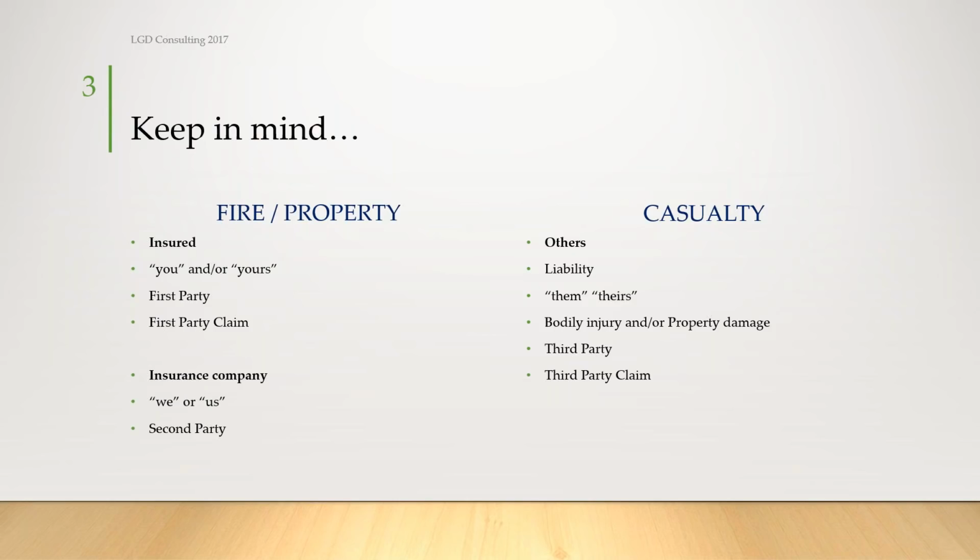So if the insured is the first party to a contract and the insurance company is the second party to a contract, anyone other than those two would be a third party. And so a liability claim or liability loss is a third party claim. Now, there could be multiple third parties, but there's no such thing as a fourth party, fifth party, or sixth party. Anyone other than the insured, which is the first party, and the insurance company, which is the second party, would be a third party.